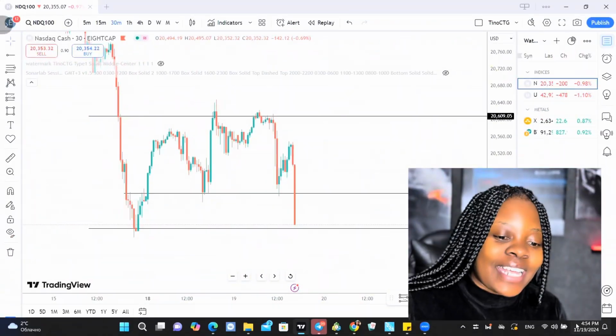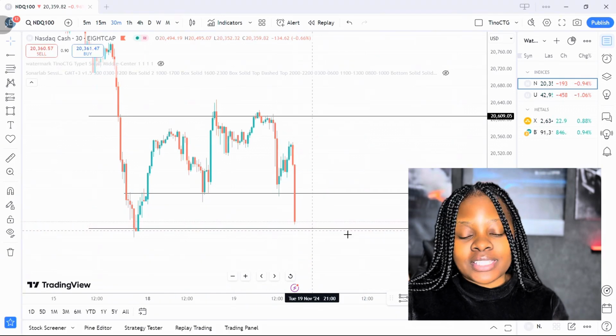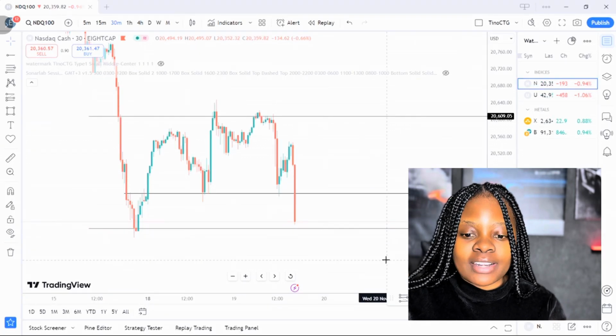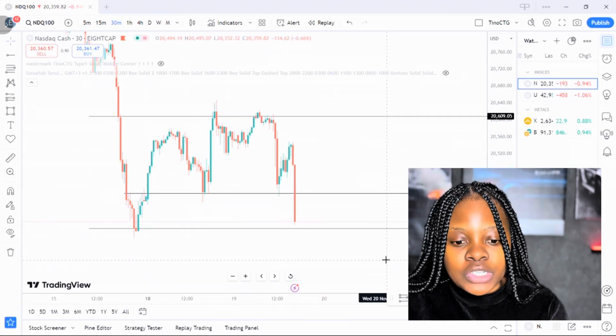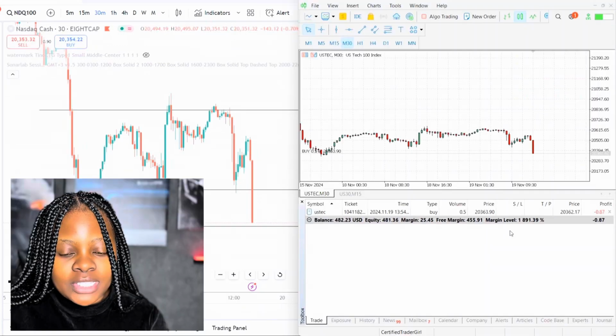All right, ladies and gentlemen, that is a few moments later. You can clearly see that the market has gone on the 30 minutes time frame to our support level, and right now it is a good time to actually enter these trades, as you can see. So without even wasting so much time, let me start by entering the trade.